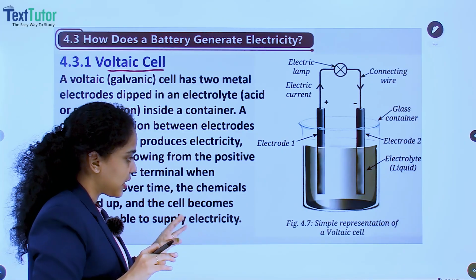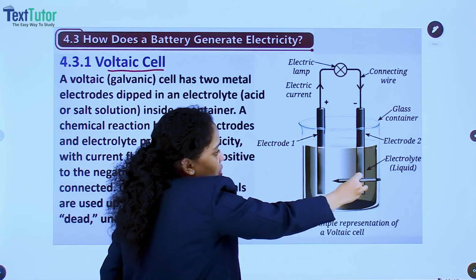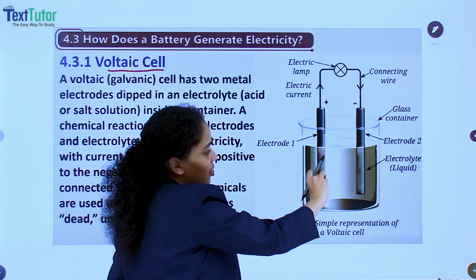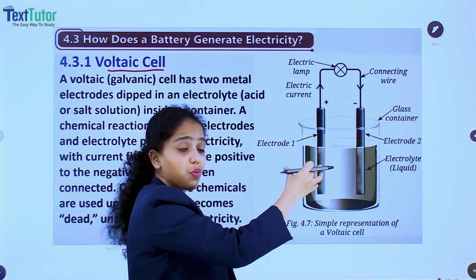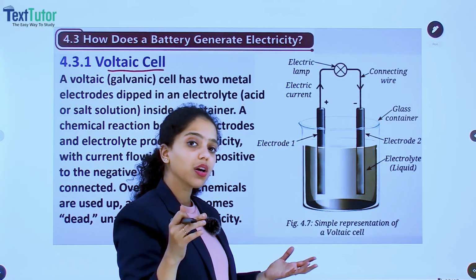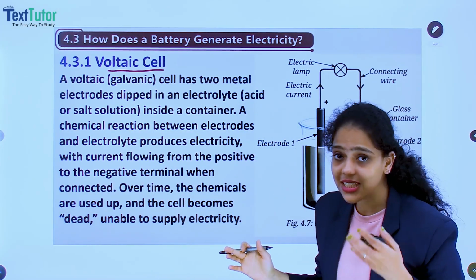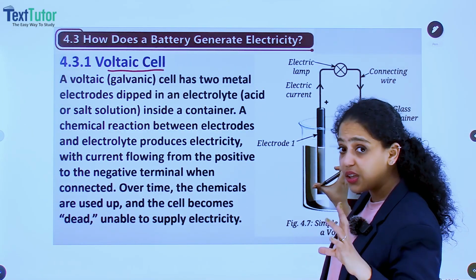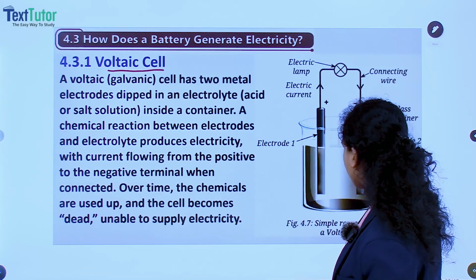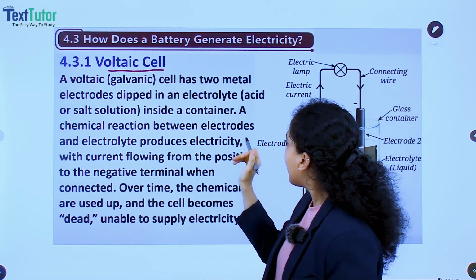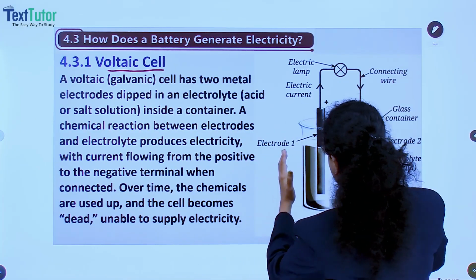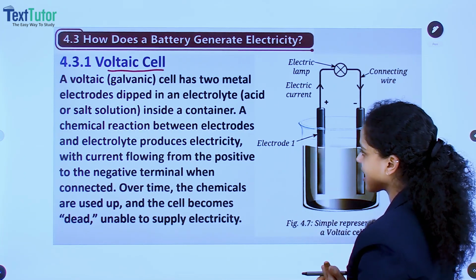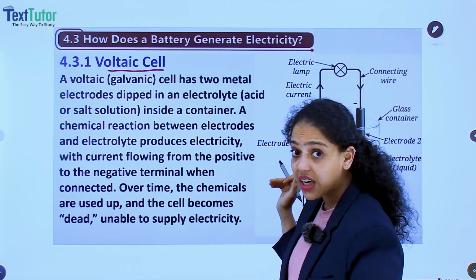So in a voltaic cell there are two electrodes immersed in the electrolyte. The electrolyte is the liquid, which will be either a salt solution or an acid. So voltaic cell is also called galvanic cell. Learn to draw this as well. Maybe I will ask you to draw it, and you should understand each part for the lab. So this should be kept inside the container, which may be a glass container or a plastic container.